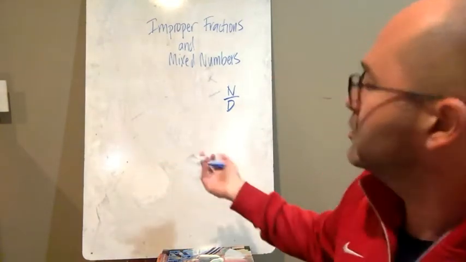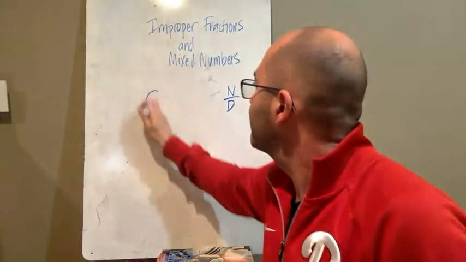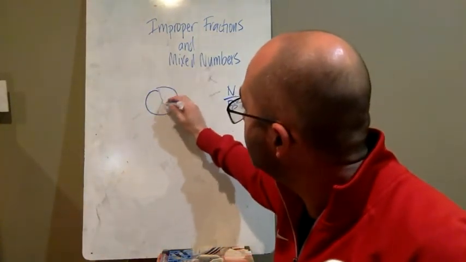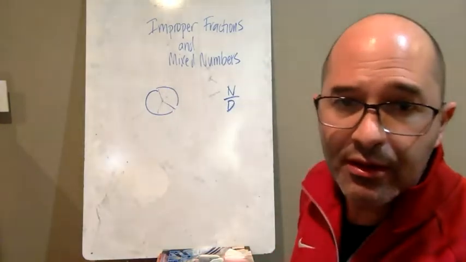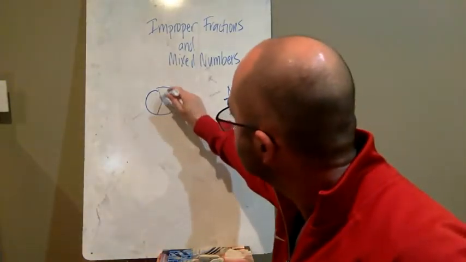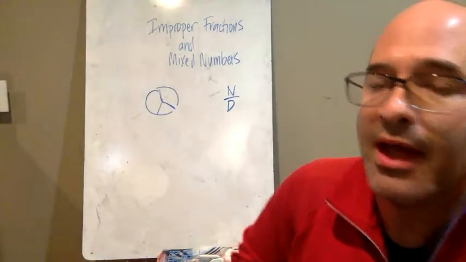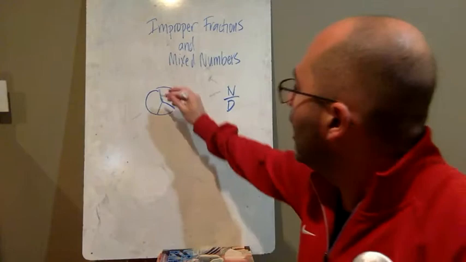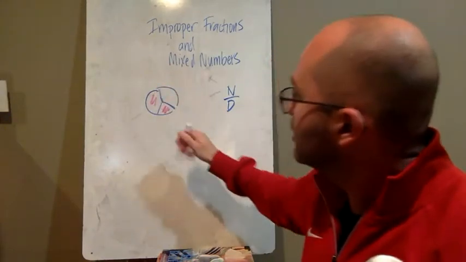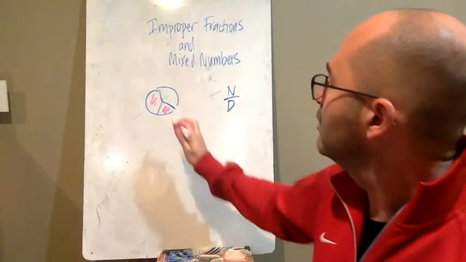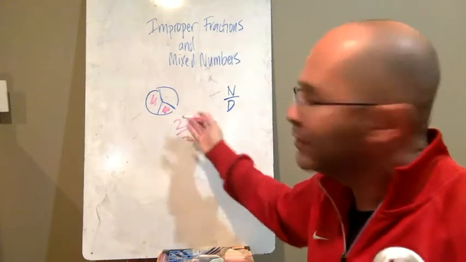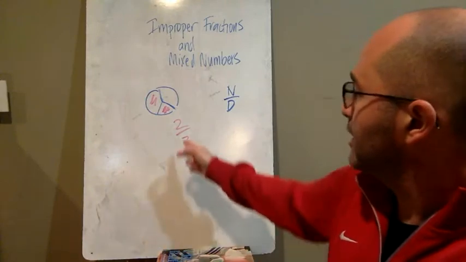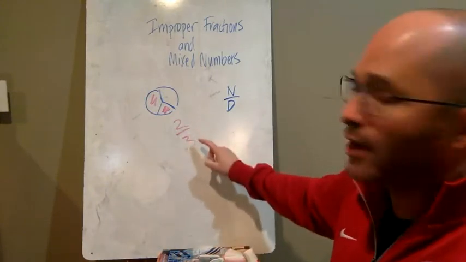So real quick, let's just remember what fractions are. They're parts of a whole, right? Here we've got a big cookie broken into thirds, and your numerator is how much out of 3. Let's say I wanted to talk about 2/3. That's 2/3 of the cookie, 2 out of 3. 2 is your numerator, 3 is your denominator.